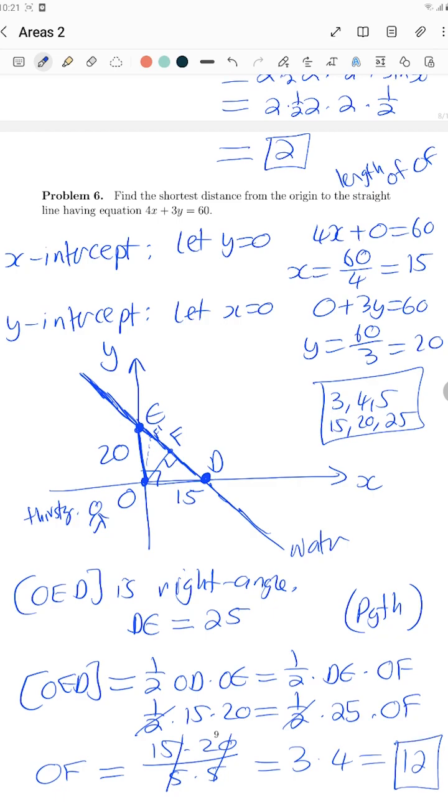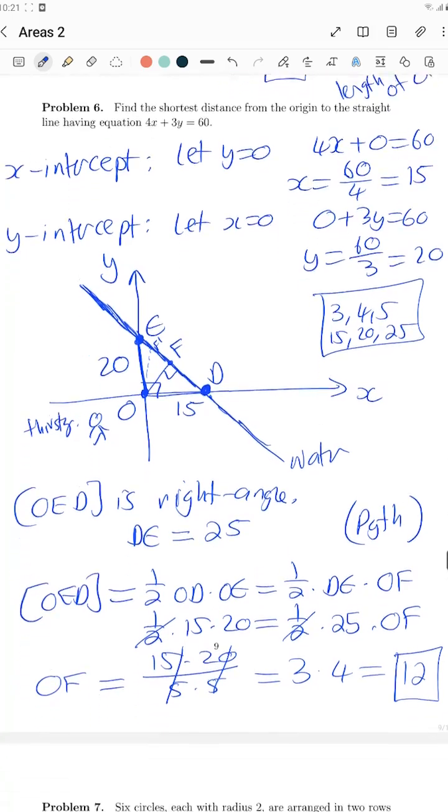Again, there are other ways you could have solved this problem, but using areas, we get to calculate the area in two ways, and from that we get the distance from O to F, which is the shortest possible distance, starting at point O, going to this line that passes through points D and E. Good. That is problem 6, done and dusted.